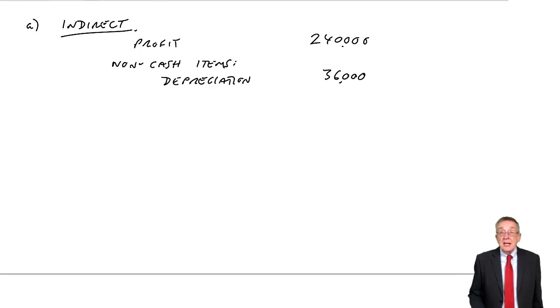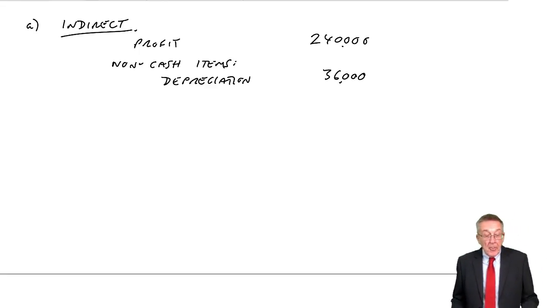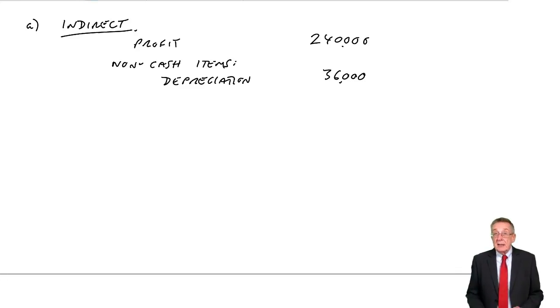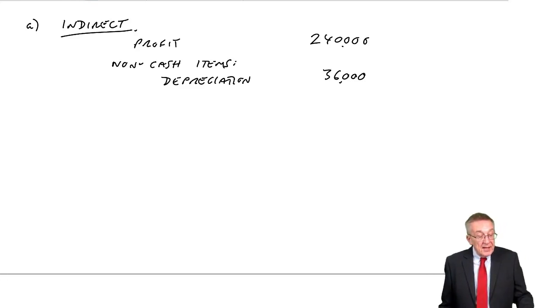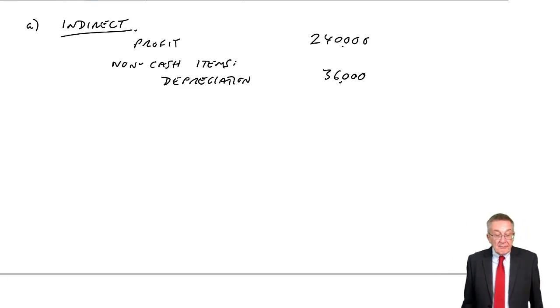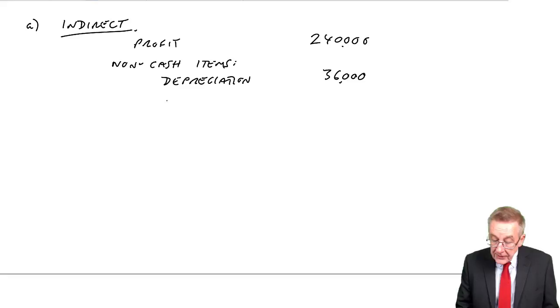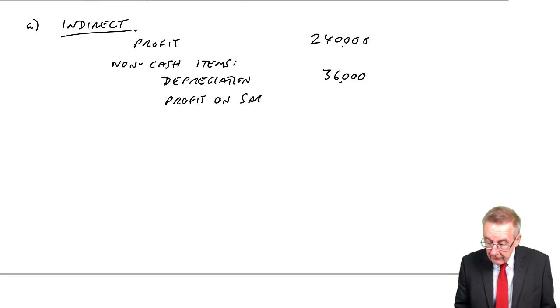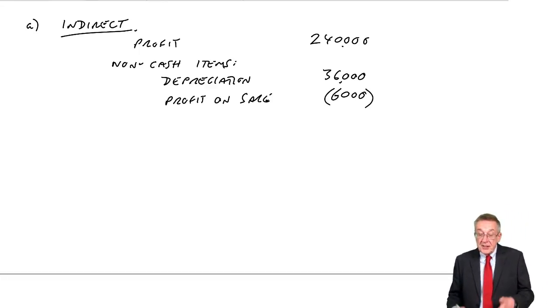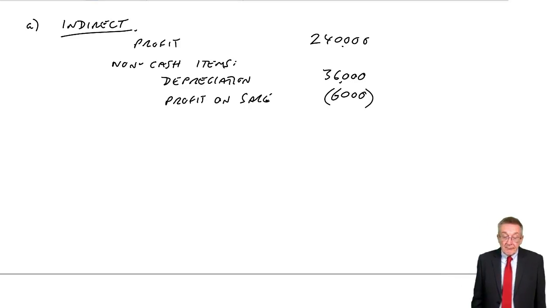And as I said in the last lecture, the only other one you're going to see is any profit or loss on sale of non-current assets. Here in note 2, we'd sold an asset for 24. The book value was 18. So there was a profit on sale of 6,000. It was a profit. It's included in the profit, so we remove it.